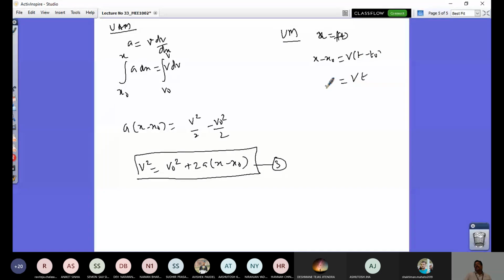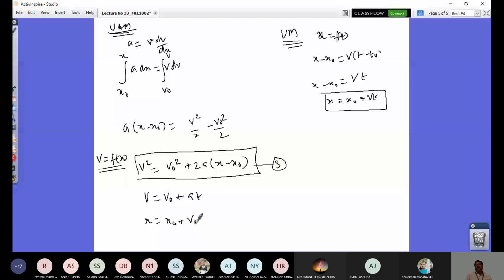So x minus x naught is Vt. So x is equal to x naught plus Vt is the equation for uniform motion. And for uniformly accelerated motion, the third equation is an implicit equation, where V is represented as a function of x. The two other primary motion equations are V equals V naught plus At, and x is equal to x naught plus V naught t plus half At square. So these are equations 1, 2, 3 for uniformly accelerated motion, which is in the translation category, and for uniform motion there is this one equation.